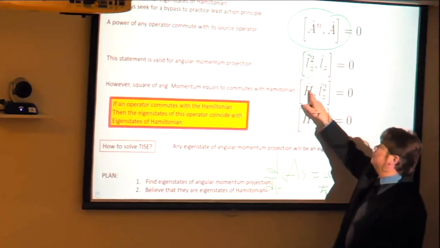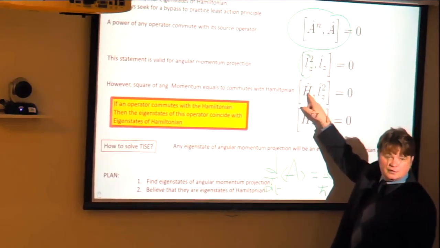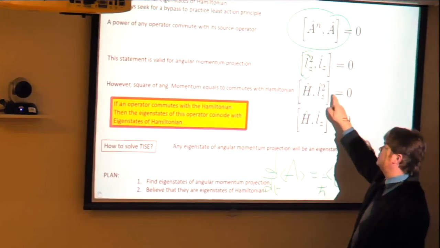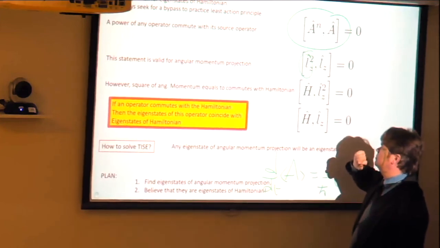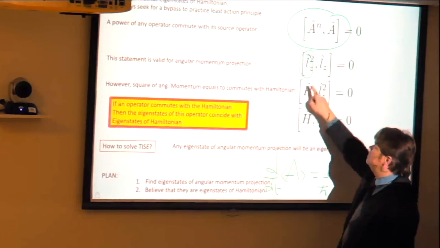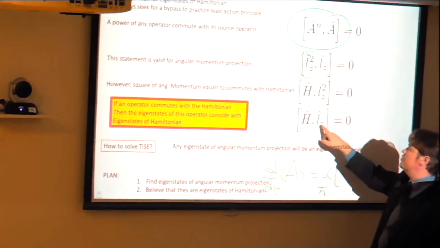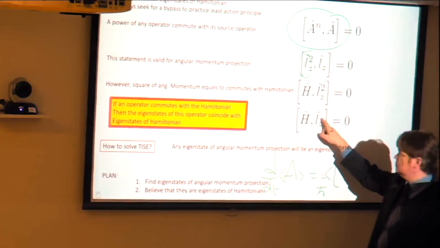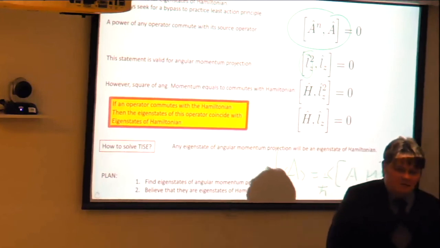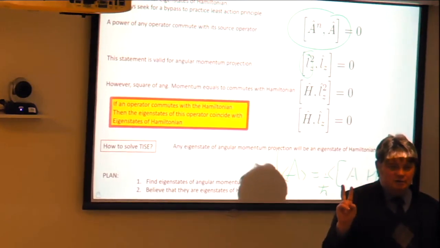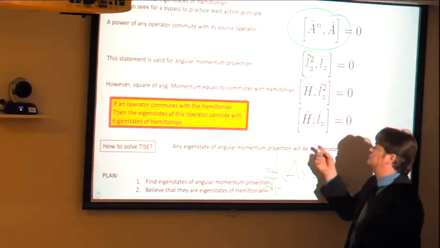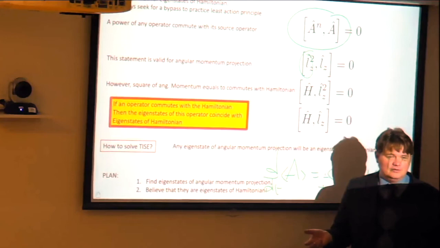But the Hamiltonian is composed only of the square of angular momentum. The Hamiltonian commutes with angular momentum squared. And since the Hamiltonian is composed of L z squared, it should also commute with L z in the first power. So we can derive a conclusion: if two operators commute, they share the same set of eigenstates. And if they share the same set of eigenstates, why should we solve the one which is more complicated? Let's solve the one which is more simple.